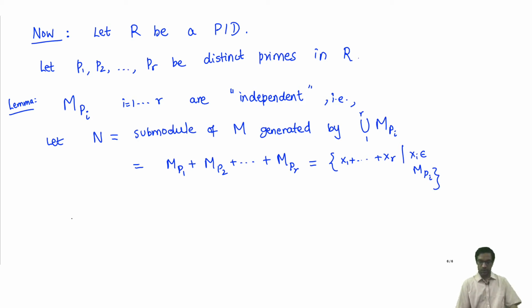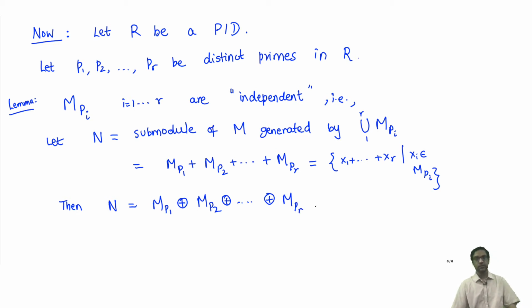Okay, so let N denote the submodule generated by their union. Then N is just the internal direct sum of these submodules. This is what independence means. So independence is just saying that the sum of those submodules is actually the direct sum of the submodules. If you recall what this direct sum means, going back to the lecture on direct sums, it says that if you take an element x, which is a sum of these xi's, then x can be written in this manner in a unique way. Each element x in the sum of these submodules can be written as x1 plus x2 plus xr, where each xi comes from MPI, in a unique manner. So all this is really unraveling the definition of independence.